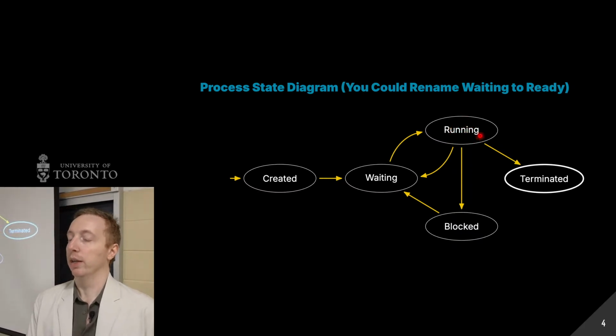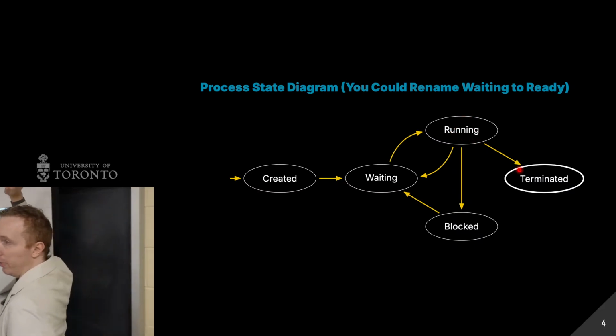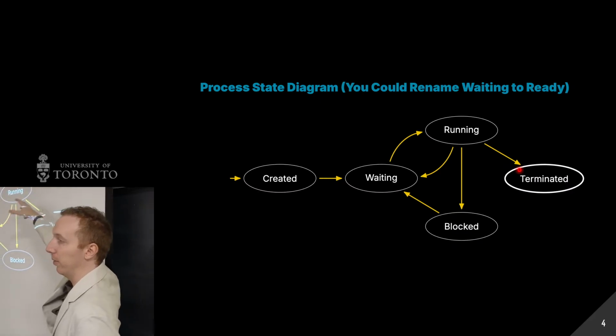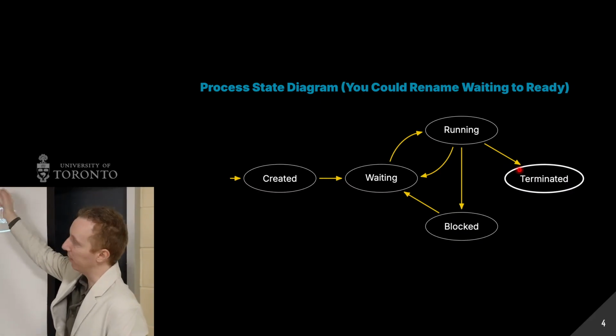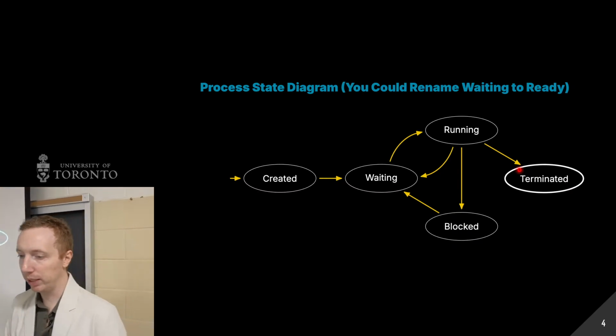So if our program is short, it will transition from this running state to this terminated state. And it will do that using that exit system call, right? That means our process is done. It's terminated. It's done running, so we can clean it up.